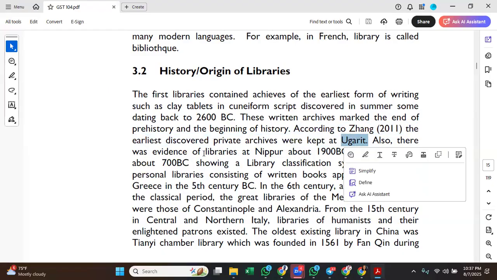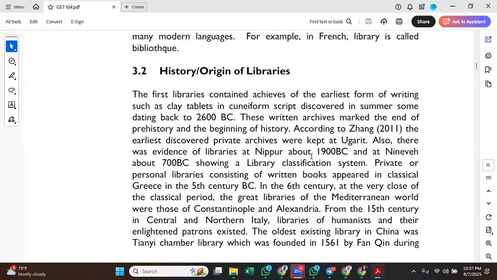Now, also, there was evidence of libraries at Nippur about 1900 BC and at Nineveh about 700 BC, showing a library classification system. All of this evidence of libraries that we had in Nippur and Nineveh points to one thing: library classification. Please bear it in mind. That is the most important thing here. The evidence of libraries at Nippur and Nineveh points to the library classification system, LCS.